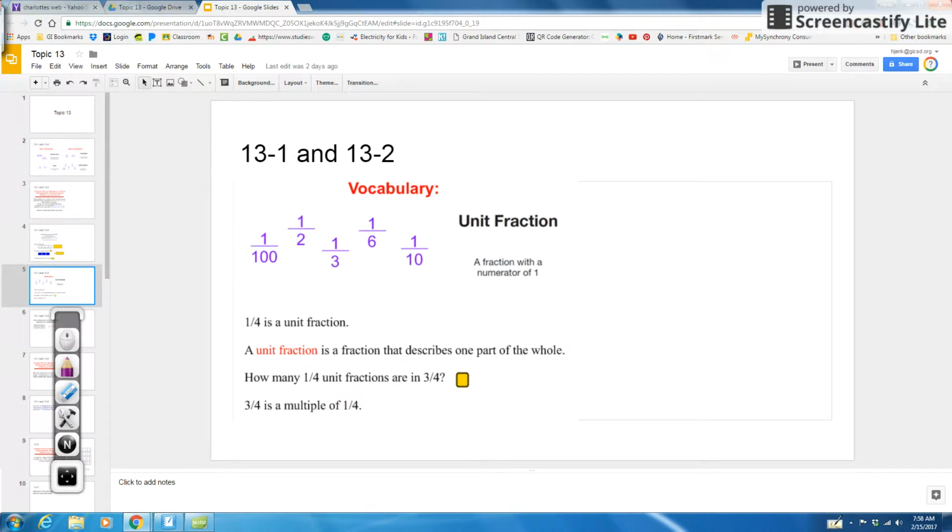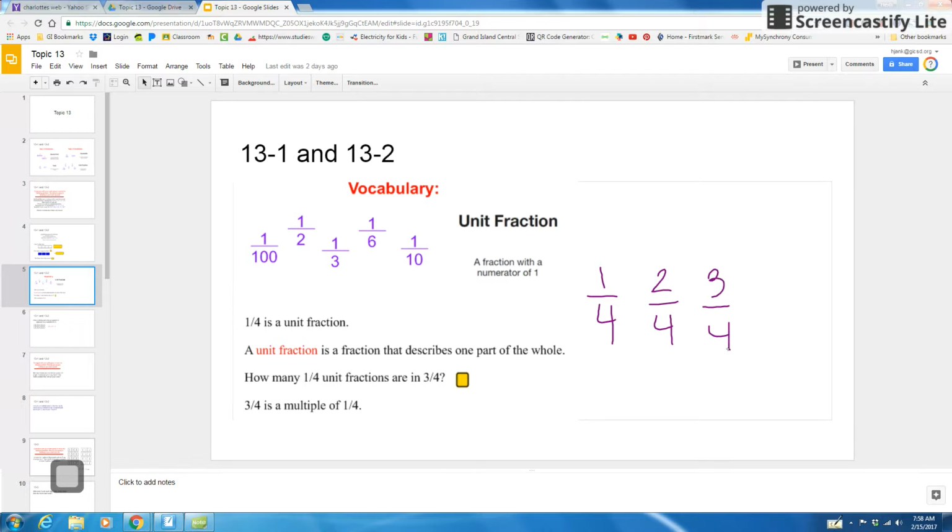So here's our unit fraction that I told you we were going to focus on. When we were adding our 1/4 together, it was 1/4 plus 1/4 plus 1/4. We're counting by fourths. So therefore, this is going to be where it gets a little bit tricky because we're counting by fourths. So we have 1/4, 2/4, 3/4, okay, 4/4. I could keep going, 5/4, and so on.